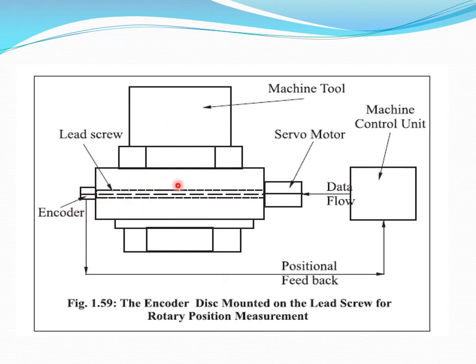The same thing, if you are going to use a linear encoder, it will be fixed somewhere here, and that will be moving along with this machine tool axis. That way also you can do it. Here a rotary encoder is shown, but we can make sure of the same thing using a linear encoder also.